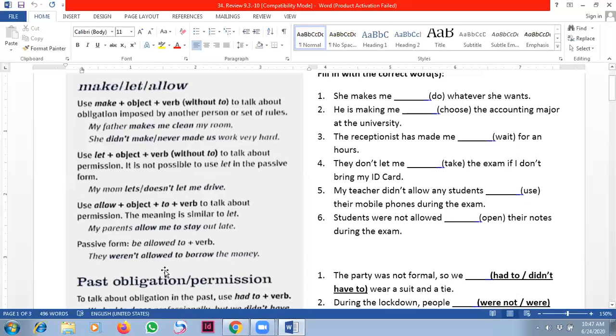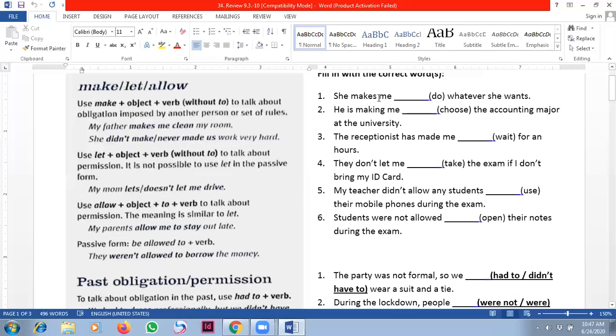All right. And you can also use the passive form for allow. They weren't allowed, this is verb 3, to be, verb 3 is passive, right, to borrow the money. All right, let's take a look at our exercise.